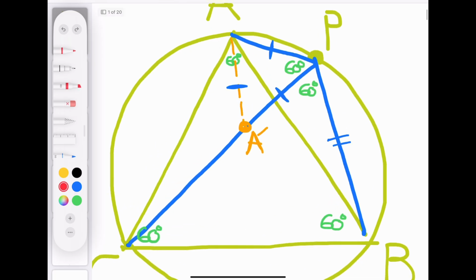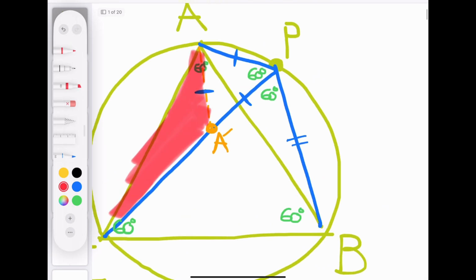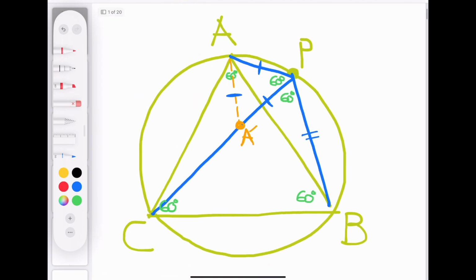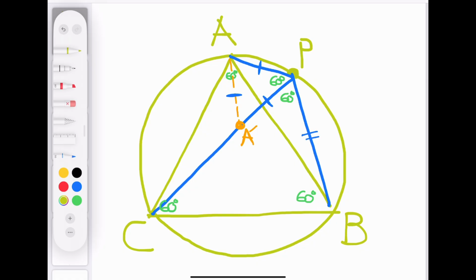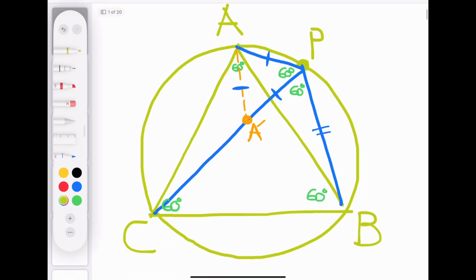Well, I'll actually tell you which triangles we're trying to prove are congruent. We're going to try to prove that triangle A prime AC is congruent to triangle APC. And there's actually a couple ways to do this. The first thing that you can notice is that if you look at angle ACB, it's equal to 60.